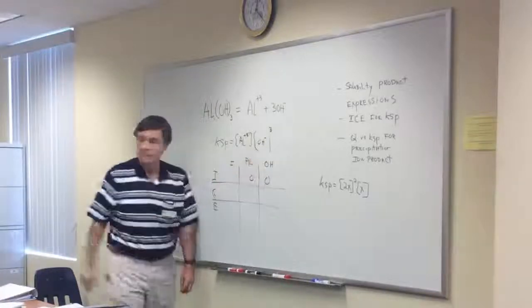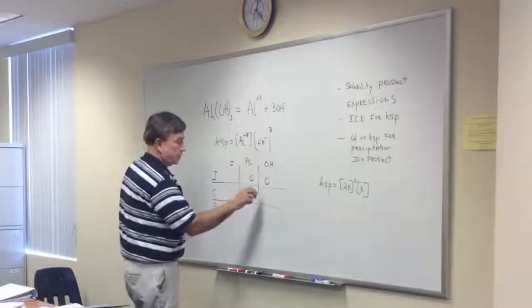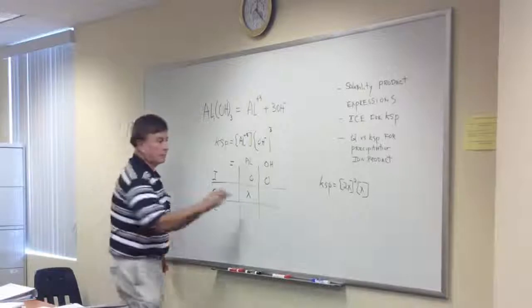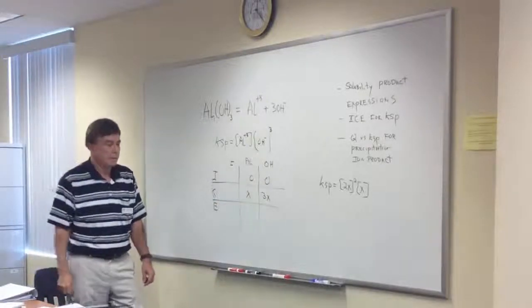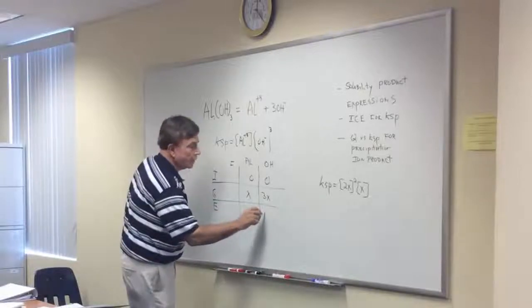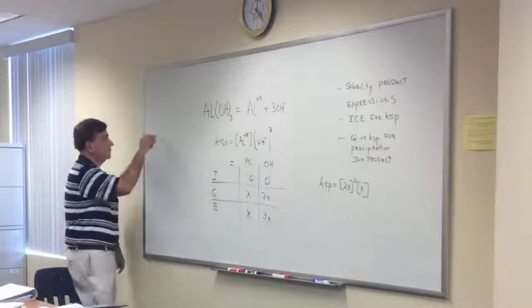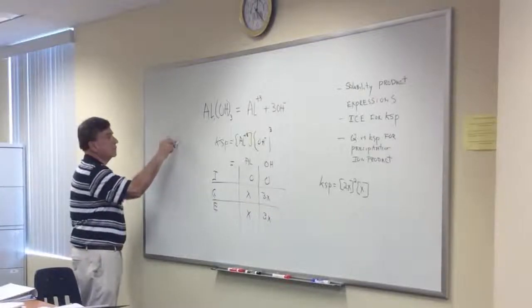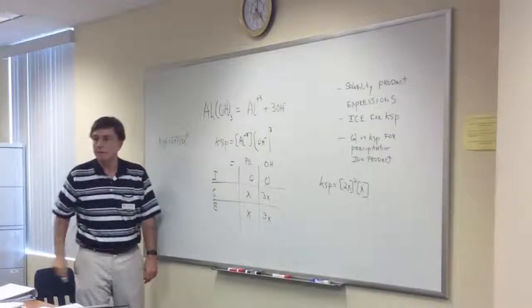What's the next one? Then aluminum is X because there's no coefficient in the original equation. And then OH is going to be 3X because there's a coefficient of 3 in front of it. And then when you add everything up, X and 3X. Okay, so what's it going to look like when we put it in here for the generic? Ksp is equal to X times (3X) cubed. Okay. Everybody see that?